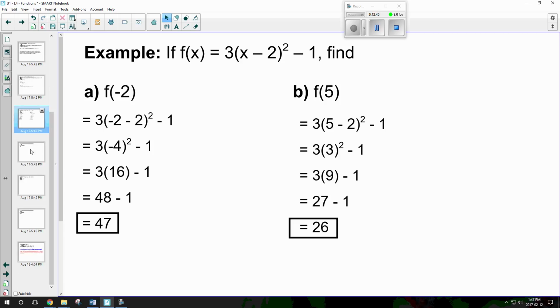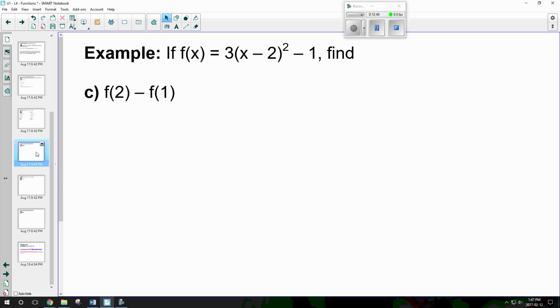Okay, let's take a look at the next piece. For the next one, again, we're given this function, f(x) = 3(x - 2)² - 1, and we're asked to find this combination: the value of f at 2 minus the value of f at 1. So we're going to do this in little parts.